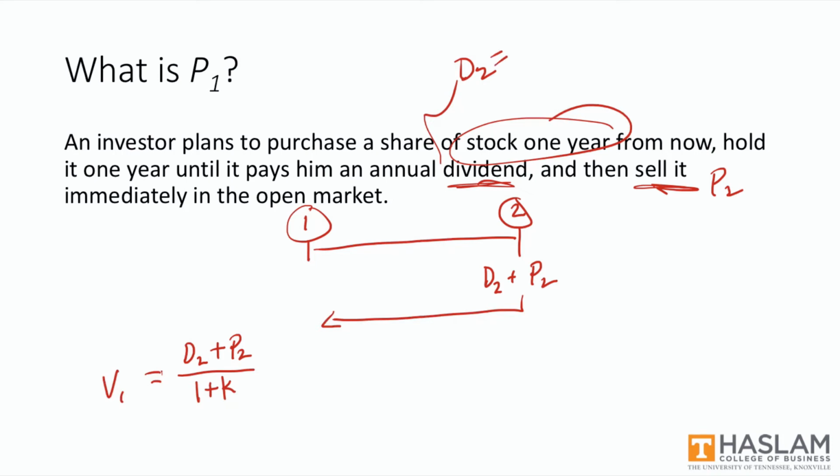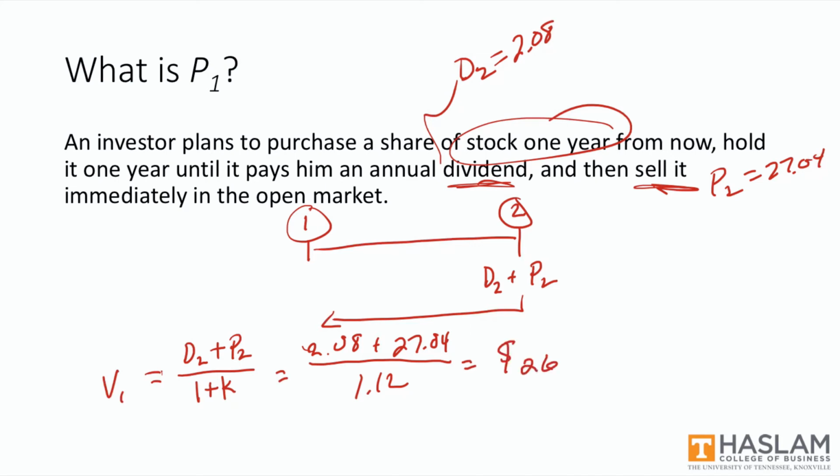And so I'll give you D2. Let's say we've done some calculations, and we expect that to be $2.08. And then P2, we expect to be 27.04. And so we can insert those numbers into this formula. We have $2.08 and another $27.04 in the numerator. Keep the same discount rate as before, 12%, so we have 1.12 in the denominator. You'll find the $26 that we used in the previous slide.